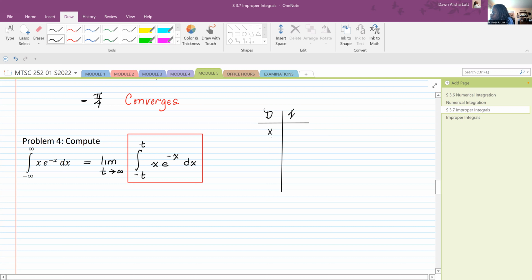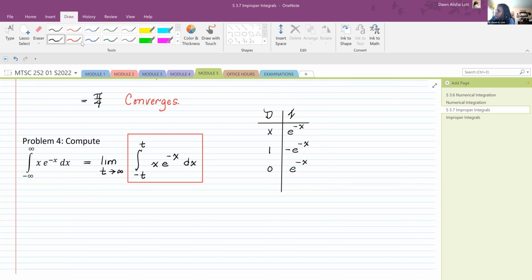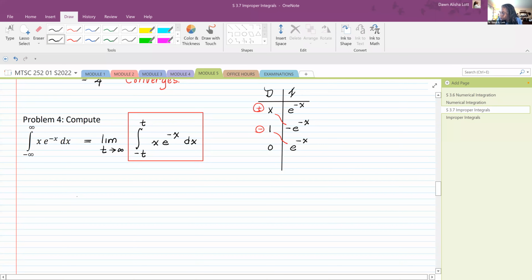So I get x, the derivative of x is 1, the derivative of 1 is 0. I get e to the negative x. The integration of that is negative e to the negative x. The integration of that is e to the negative x. I know that I'm going to link them like this. And I also know this one is positive and this one is negative. Okay, so I'm good.